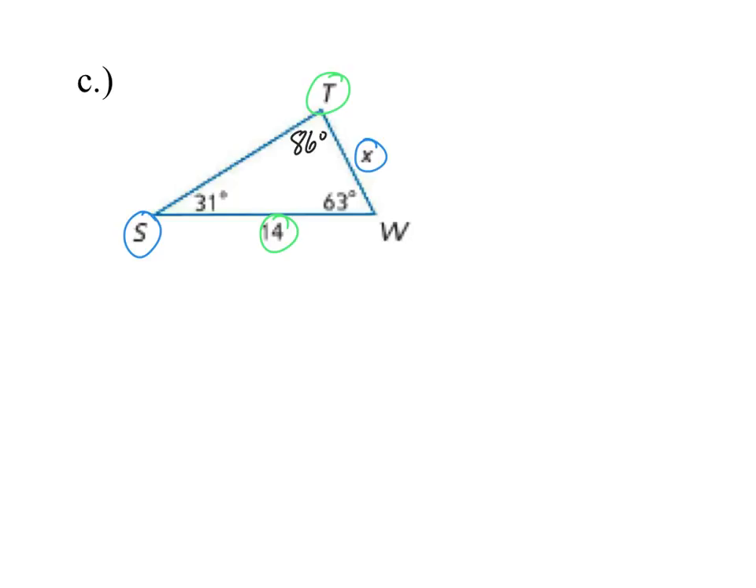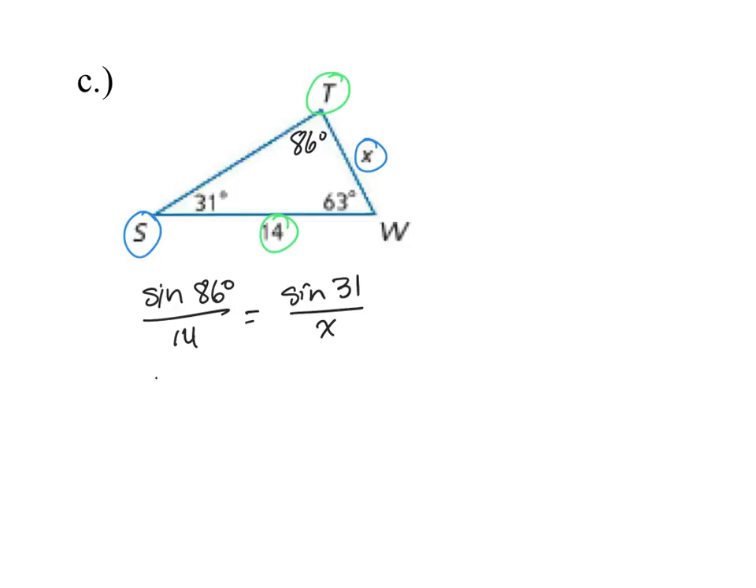All right, so using the law of sines, we're going to write a proportion. We're going to say that the ratio of the sine of angle T, which is 86 degrees, over 14 is equal to the sine of that 31-degree angle, which is this angle, over the side that is opposite the 31-degree angle, so that would be over x. Okay, so once you get your proportion written, then we will solve it by cross multiplying.